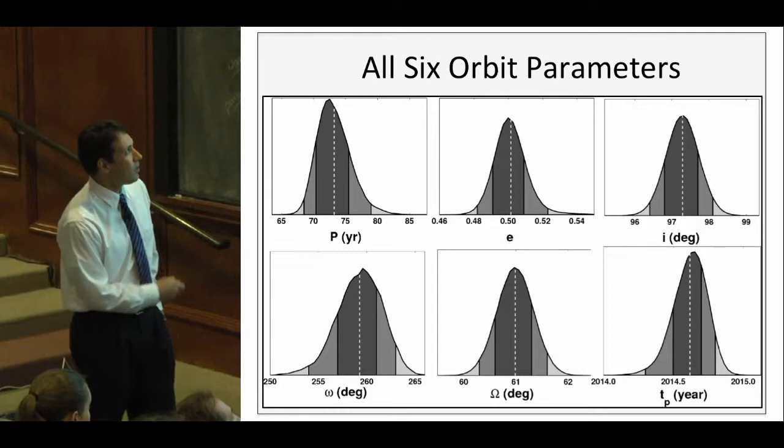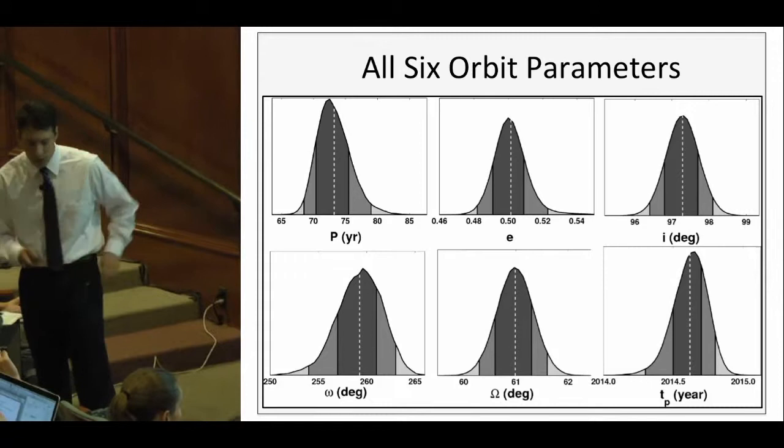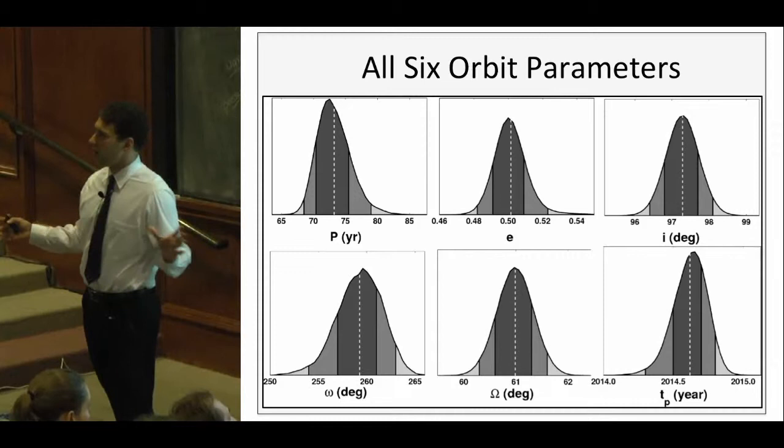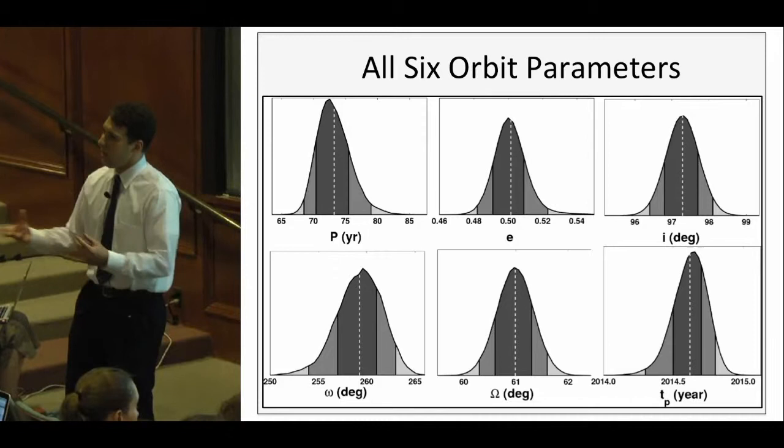And so these are the posterior distributions. This is what the Markov chain analysis will allow you to figure out. All of the orbit parameters, they're roughly Gaussian. There are some tails here, which is nice. The Bayesian analysis can incorporate very complicated posteriors, double peaked, anything that you can imagine. It can handle it. It's a matter of exploring that parameter space. And so this is the result.